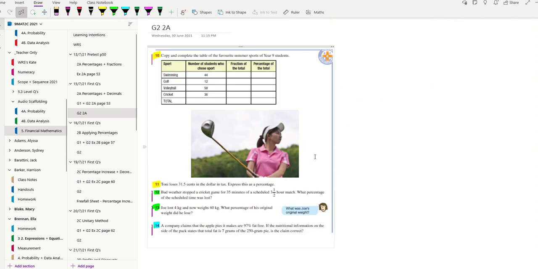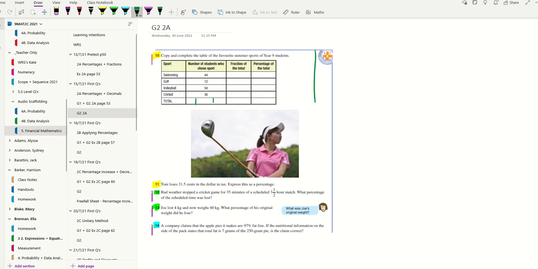Come over here and have a go at these worded questions. Get your parents to read them to you probably, but the first one says copy and complete the table of the favourite summer sports of Year 9 students. It's got the number of students who chose the sports. There's your total there. You're going to add up all those numbers to put your total in, and then your fraction of the total is going to be, say, swimming 44 over whatever the total is. Then you're going to multiply it by 100% to get the percentage.